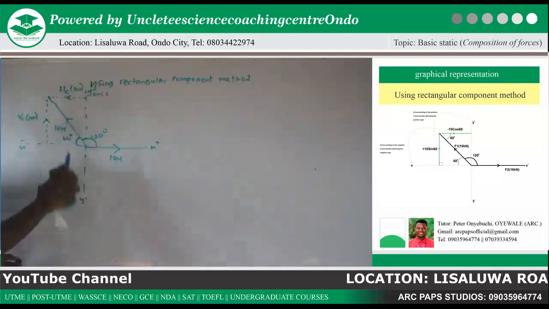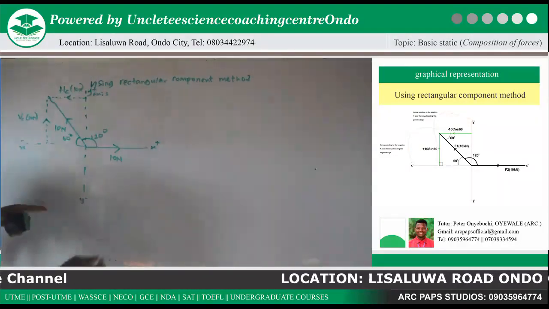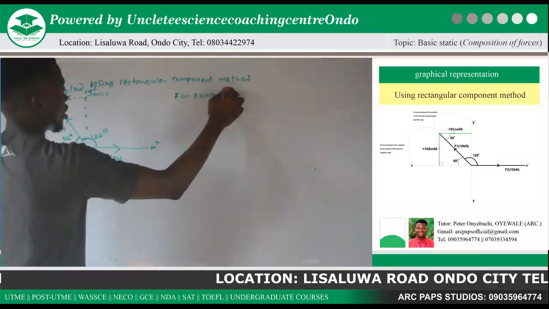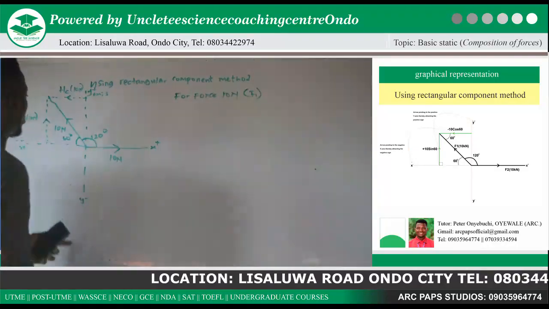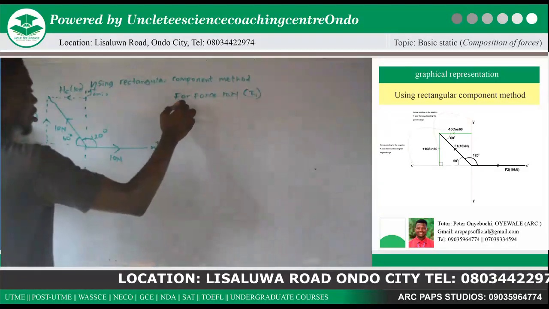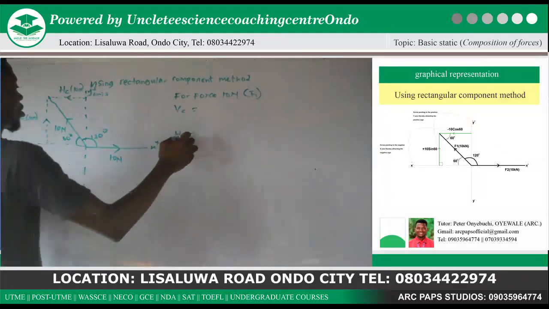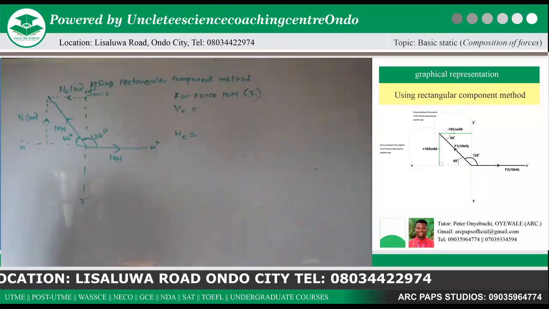Now, let's resolve. For the force of 10 Newton, let's call it our force F1. Now, our vertical component and our horizontal component. For vertical, you use sine. For horizontal, you use cos.